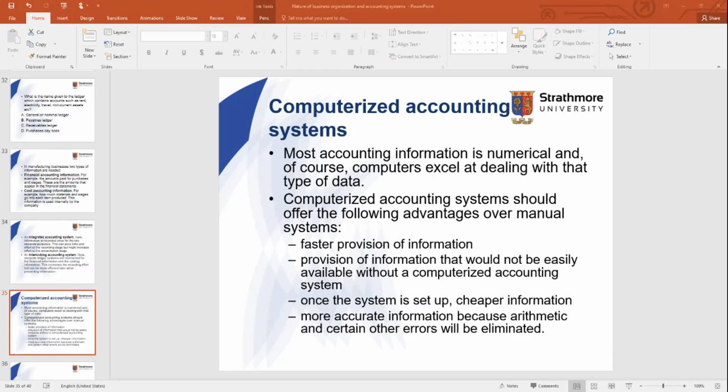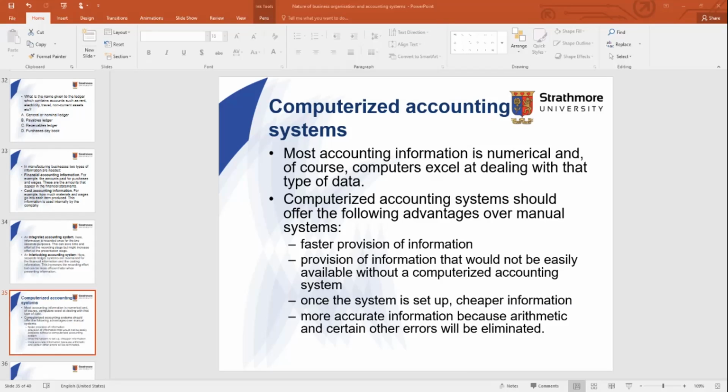What are the advantages? Don't forget, most often these systems cost money, and they cost a lot of money, in terms of the purchase cost as well as maintenance costs. So you need to have done that analysis to see whether it is beneficial for you.